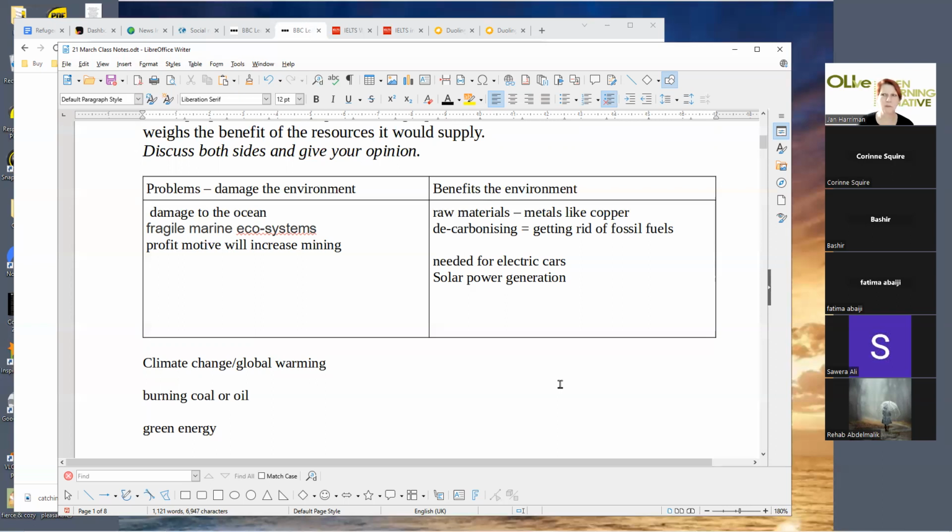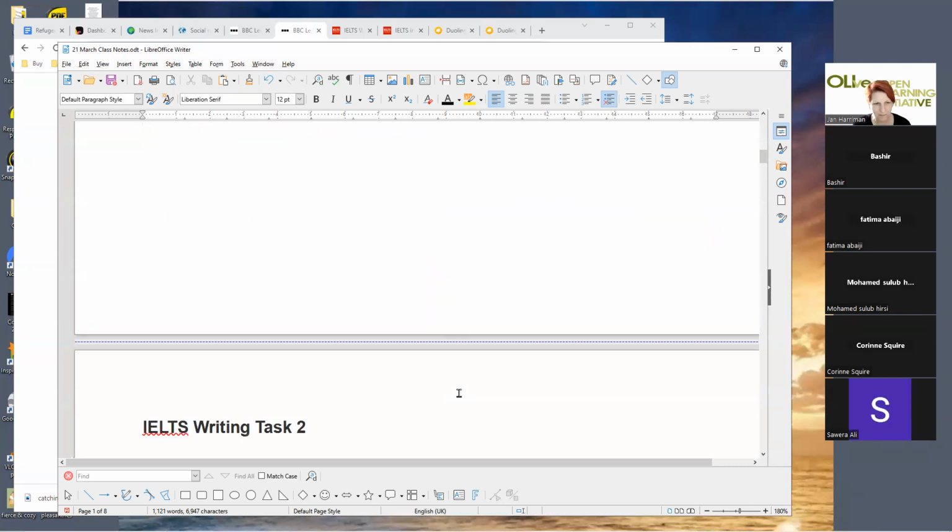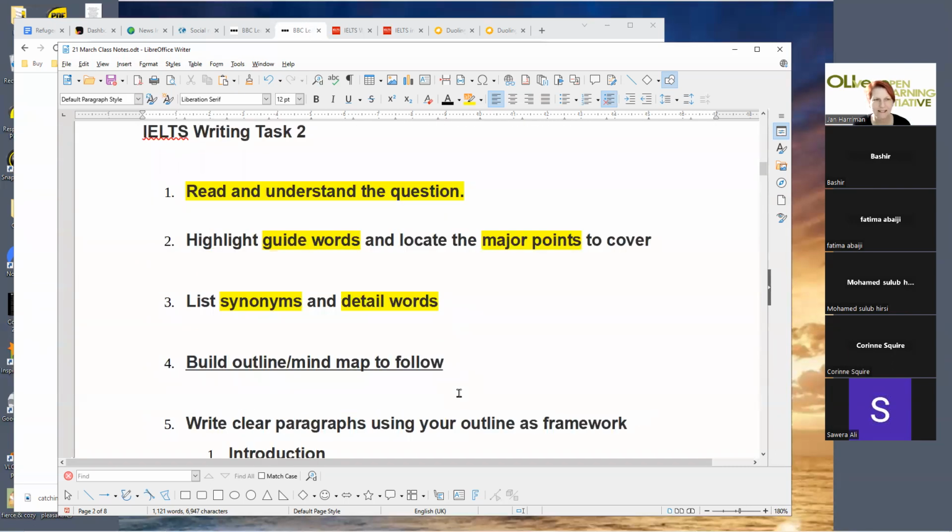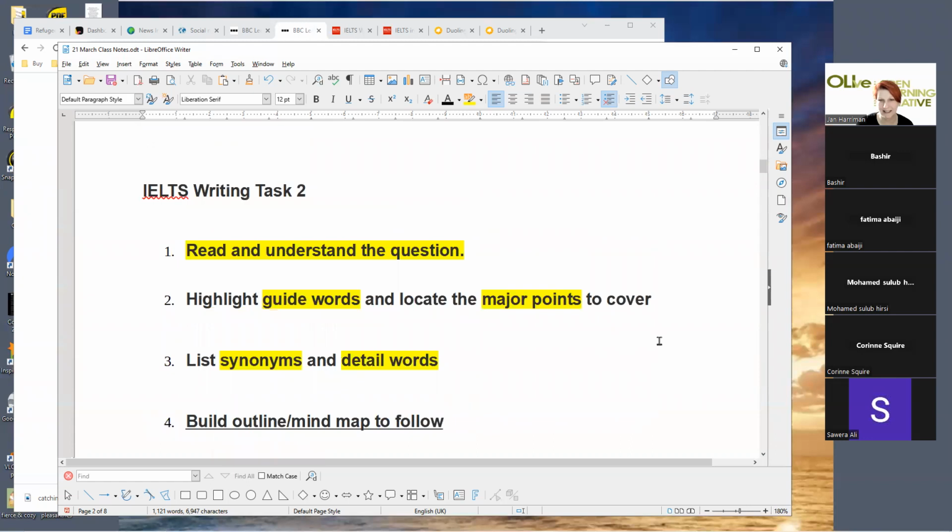It is also what you often need to do in your essays at university, all right? You need to be able to look at an idea, take it apart, think about it, figure out what's good and what's bad, all right? So let's look at the structure of and how we approach an IELTS writing task two.